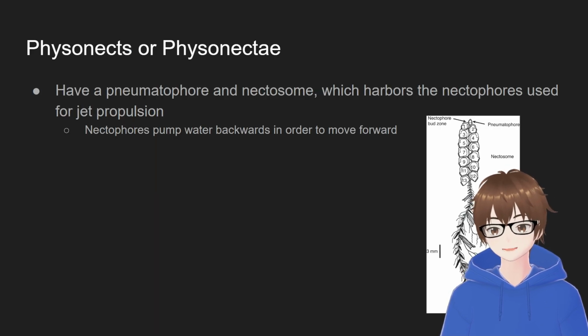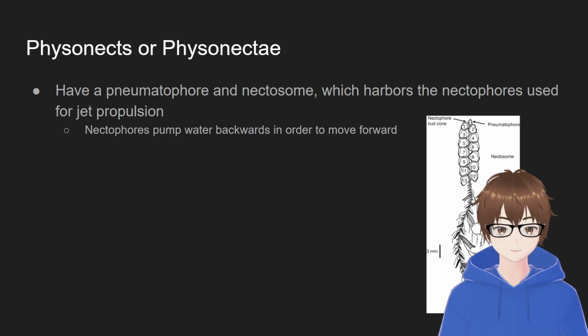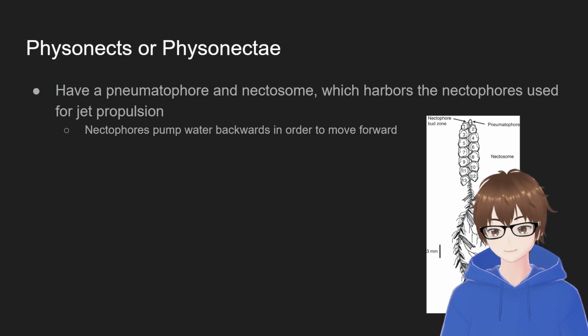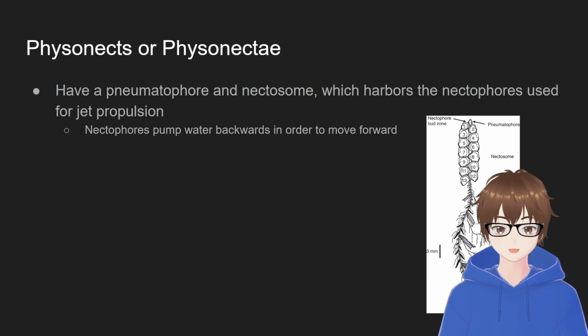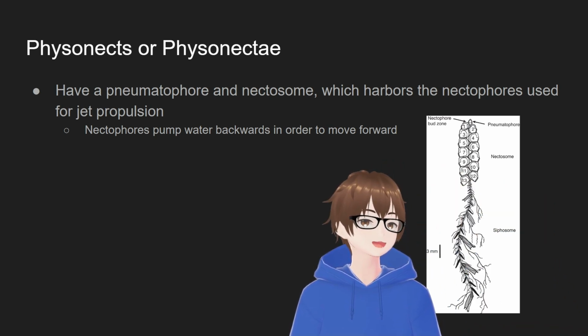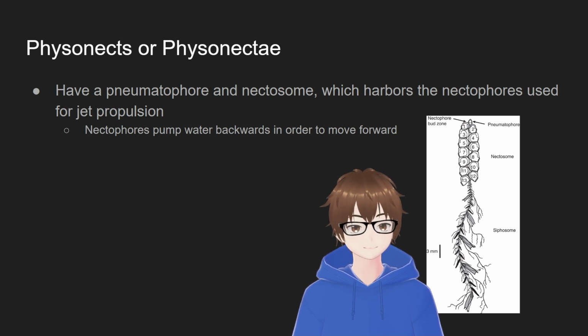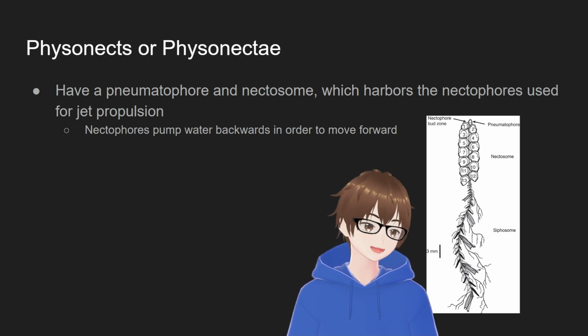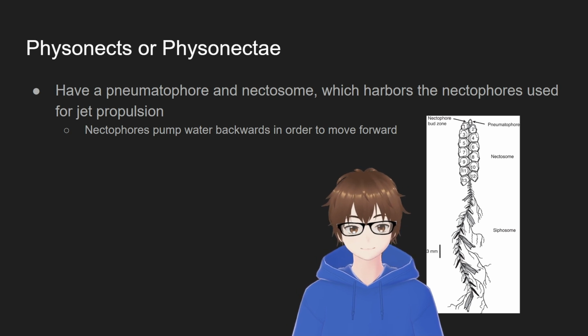So then we have Cystonects, or Cyconnectae, and they have a pneumatophore and a nectosome, which harbor the nectophores used for jet propulsion, and the nectophores pump water backward in order to move forward. So the difference between them is just that they have a pneumatophore at the top and a nectophore. That's basically the only difference between them.